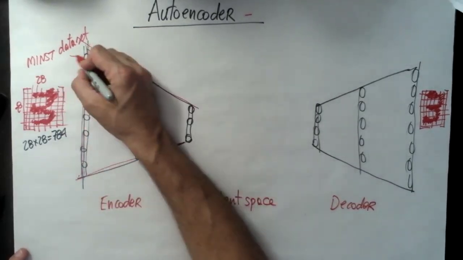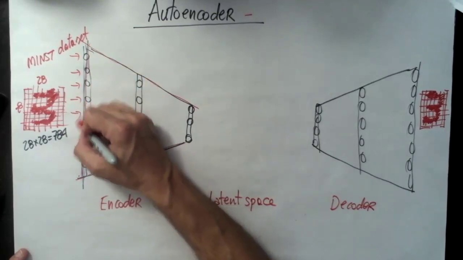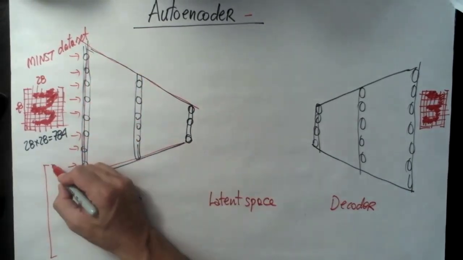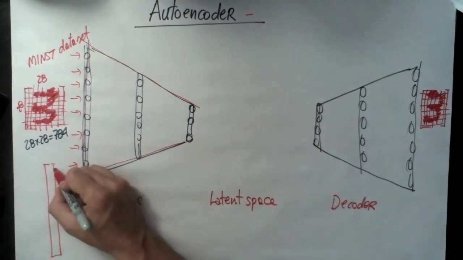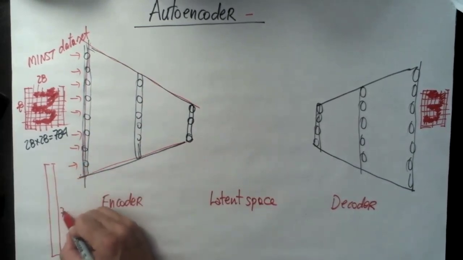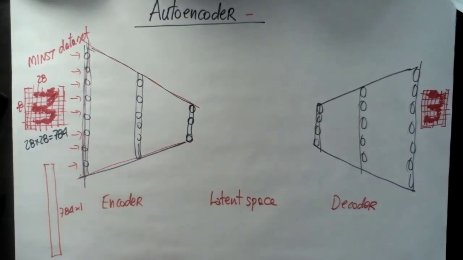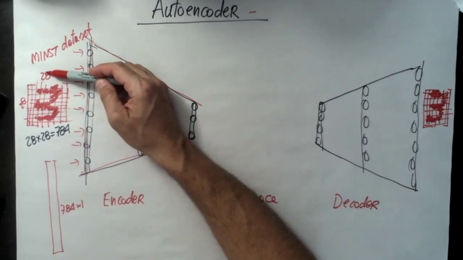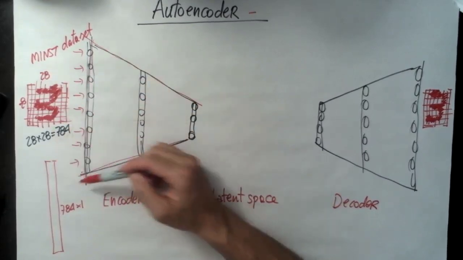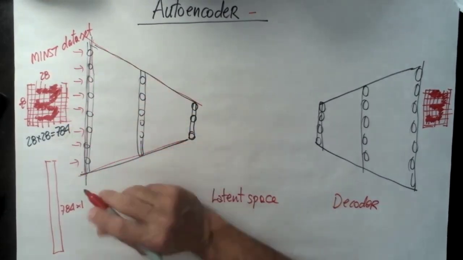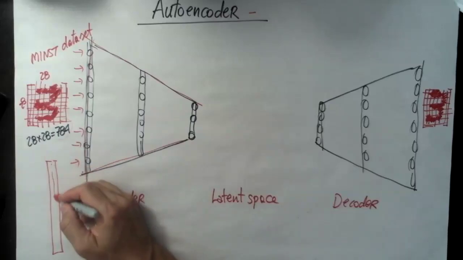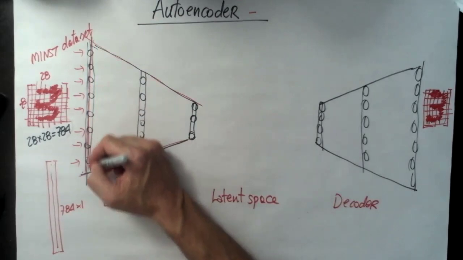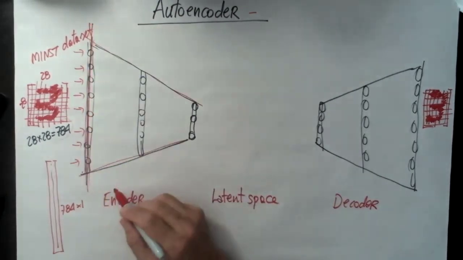So the input is basically a vector of the images of length 784 times 1. So each image is 28 times 28, which gives 784 binary values, which we put all in a single vector. That's basically the size of the first layer.